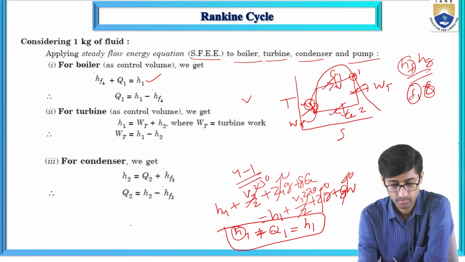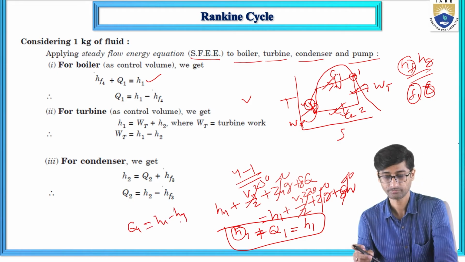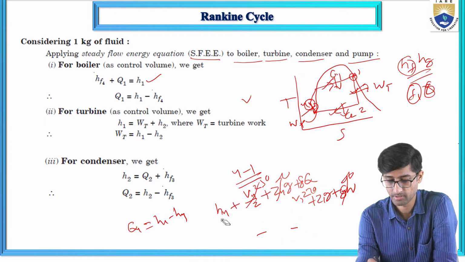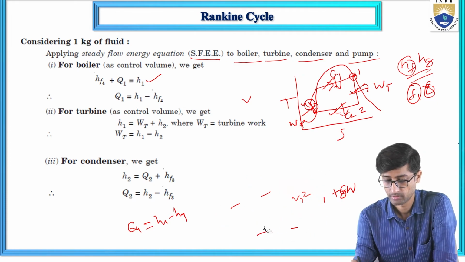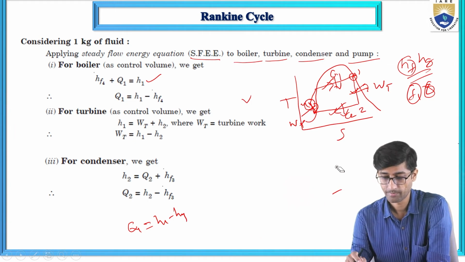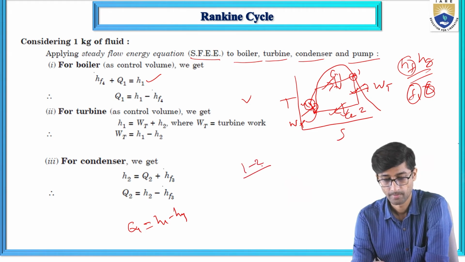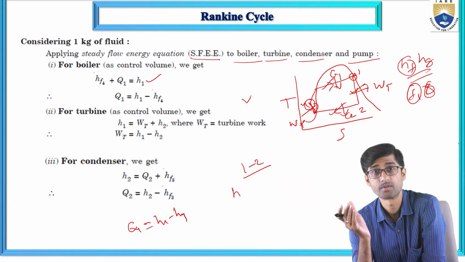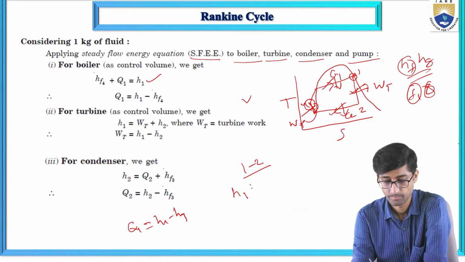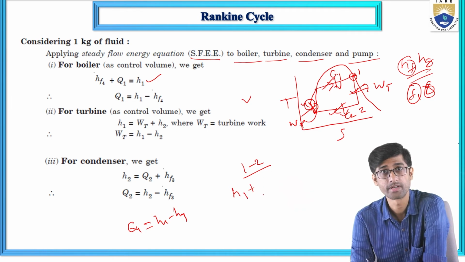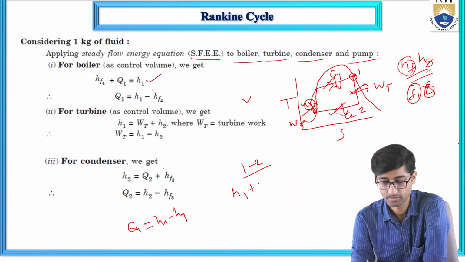Now calculate Q1. Our aim is to calculate the heat absorbed, that is equal to H1 minus HF4. So this is the heat absorbed during the constant pressure process. Now again, we apply the steady flow energy equation to the turbine. What is the turbine? 1 to 2. For the turbine, same equation: H1 plus kinetic energy V1 square by 2. We are neglecting the kinetic energy, the potential energy, and the heat transfer also.